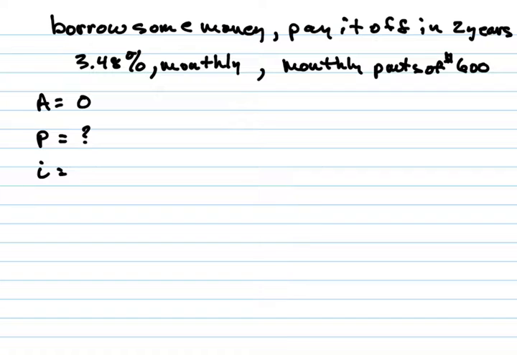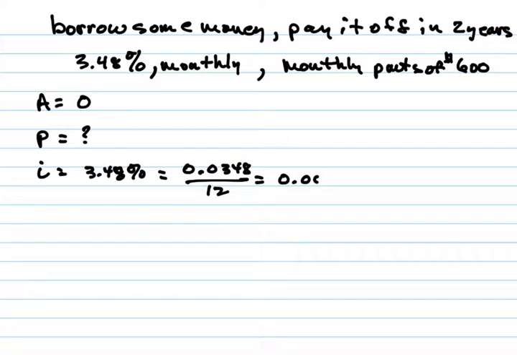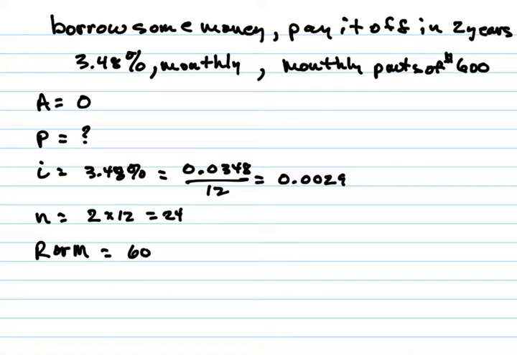We need our interest rate. It's 3.48% monthly. So that's 0.0348 divided by 12, which is going to give me 0.0029. Okay. She's going to pay it off in 2 years, monthly. So that's 2 times 12, or 24 periods. Good. And her payment amount, R or M, whichever one you're using, is $600.